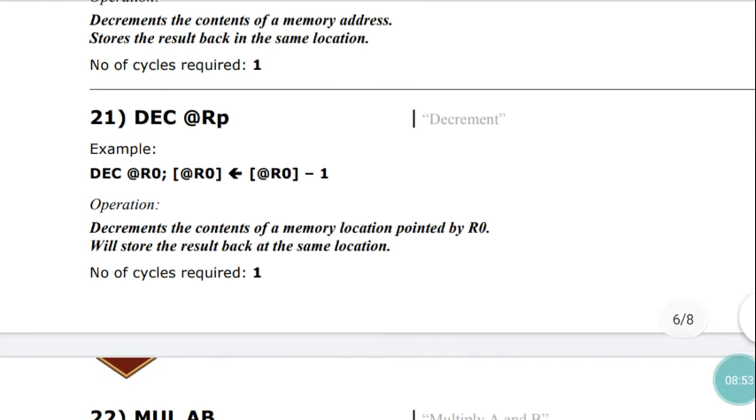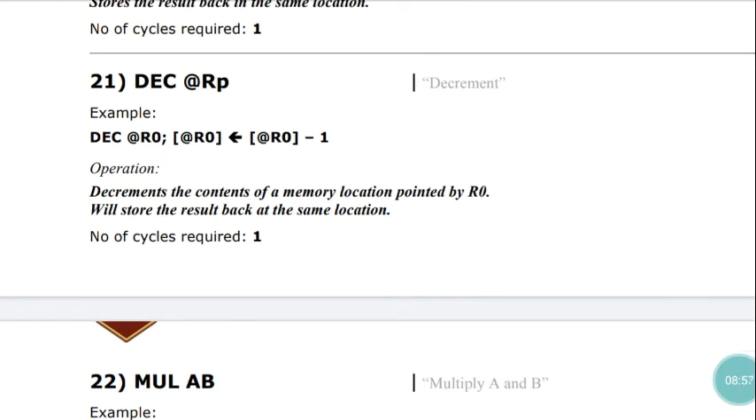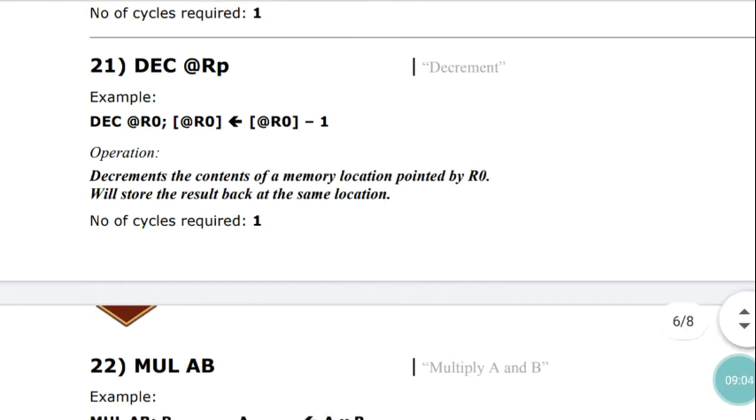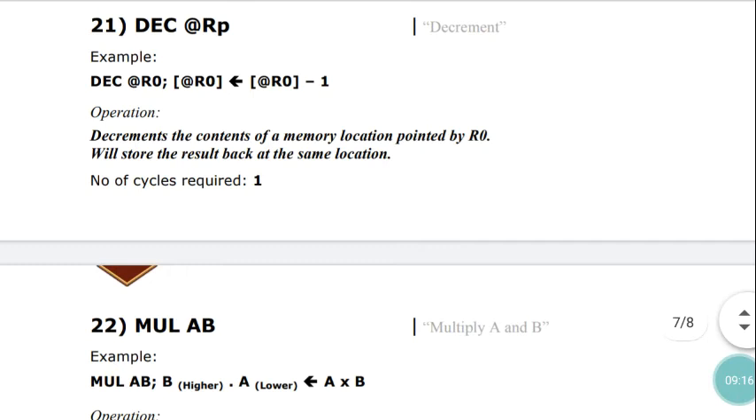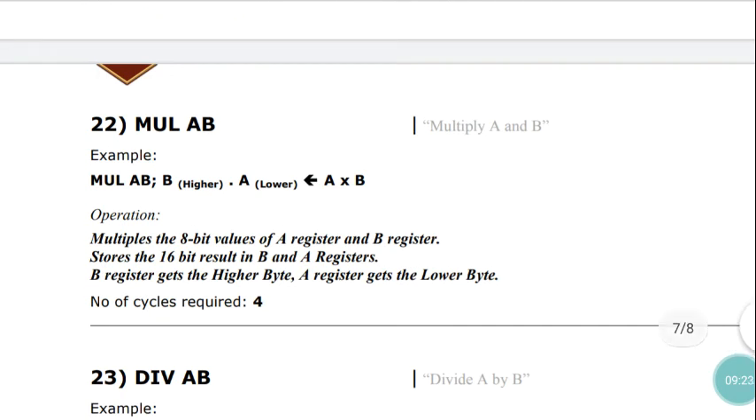Next one, DEC @Rp. Here @Rp is present, which means Rp has the address, not the value. So whatever value is present at the address given by the register Rp is decremented by 1, and again that result is stored into the same address location. It decrements the contents of the memory location pointed to by R0. Next, addition is over, subtraction is over, increment and decrement operations are over.